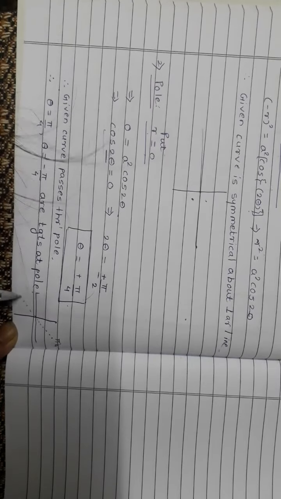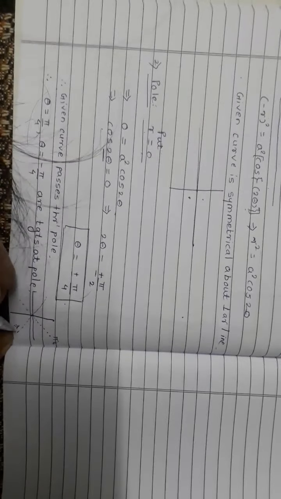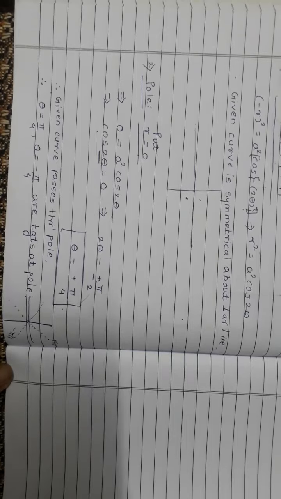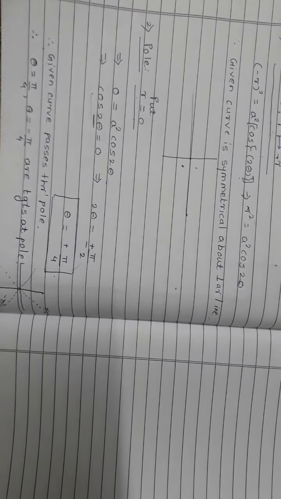So you can continue like this. This is pi by 4, then in the opposite quadrant this is going to be minus pi by 4. So these are the tangent lines, correct? So let's go to the next part. What is the next part?